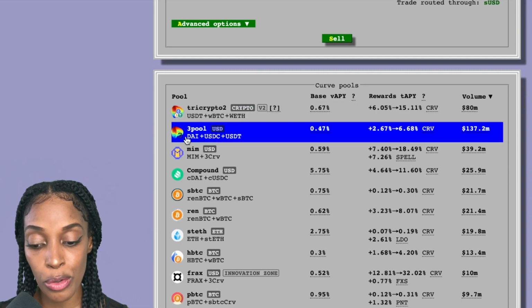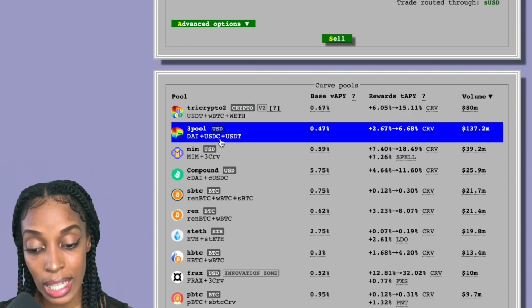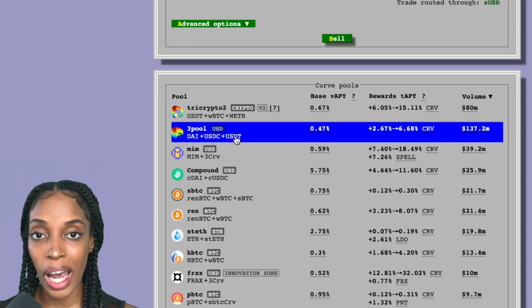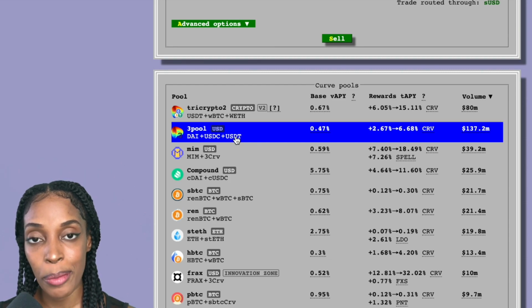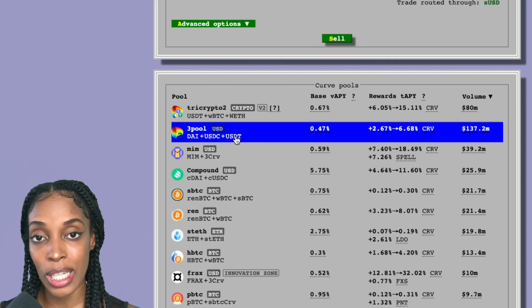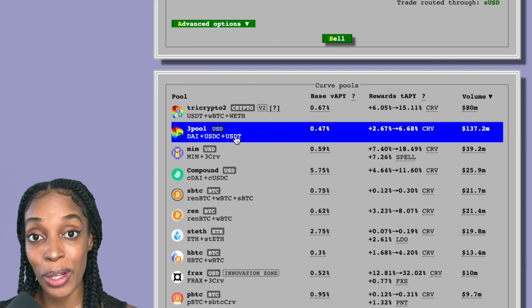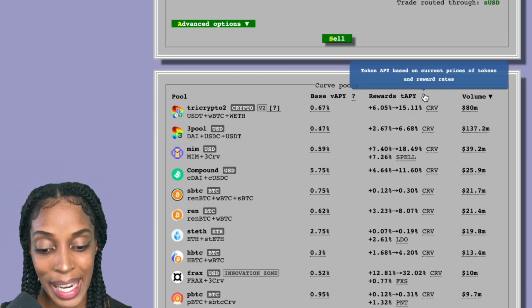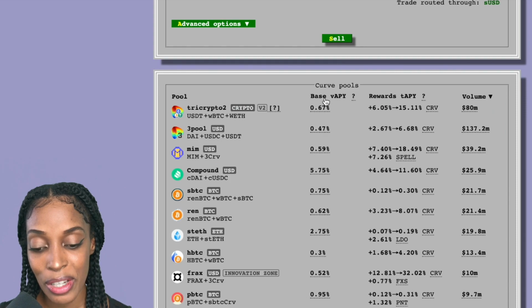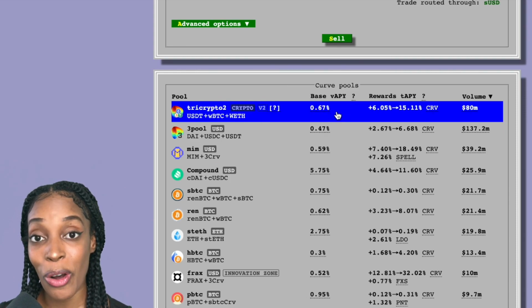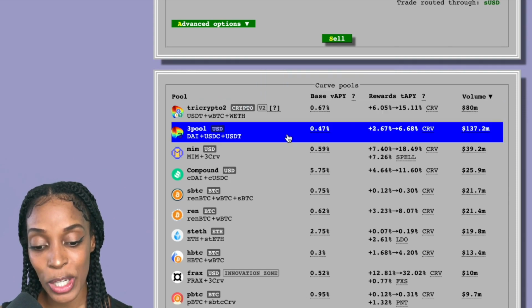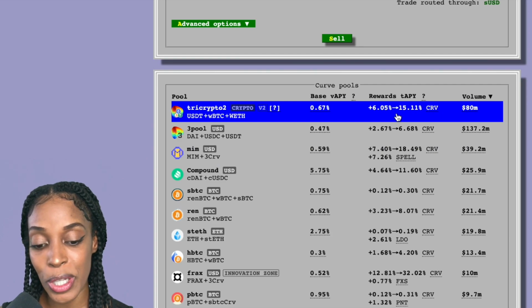So for example, this 3 pool here has DAI, USDC, and USDT. So when you provide liquidity for this pool, you can either provide one of these tokens and it will split it evenly, or you can provide all 3. So here you see the rewards that you can get. You have the base APY, which is automatically compounded back into your position. And then you have the rewards, which is a bit extra.